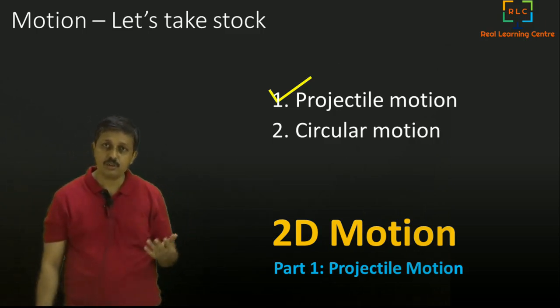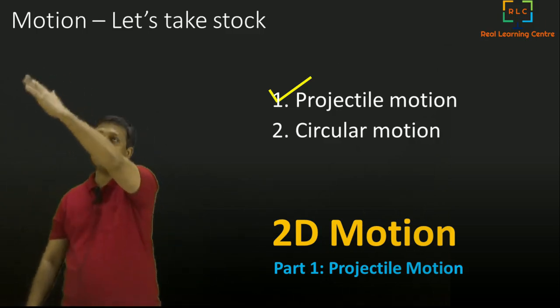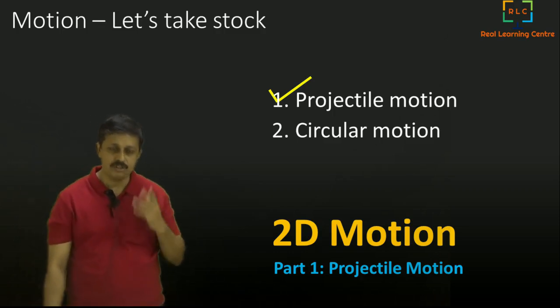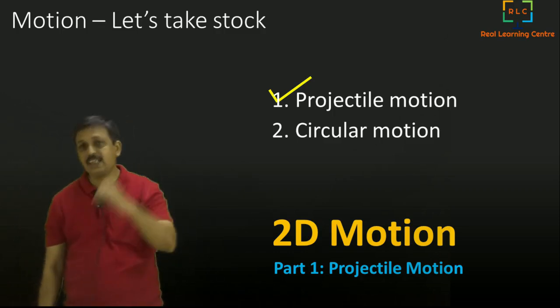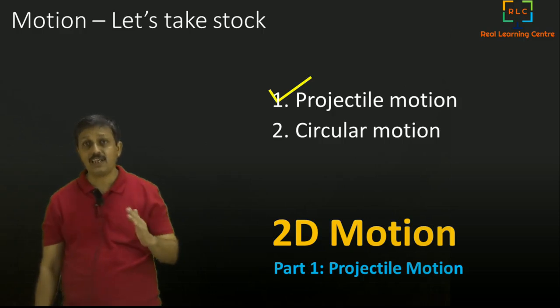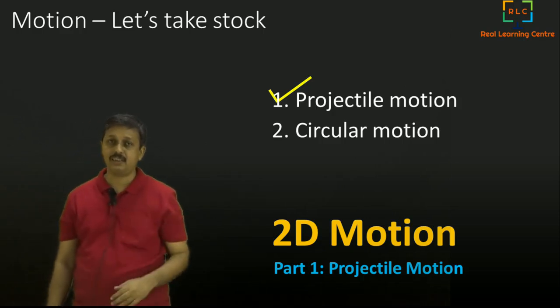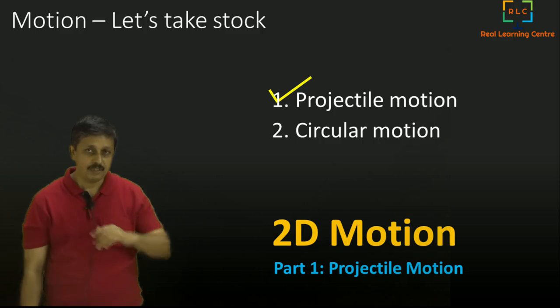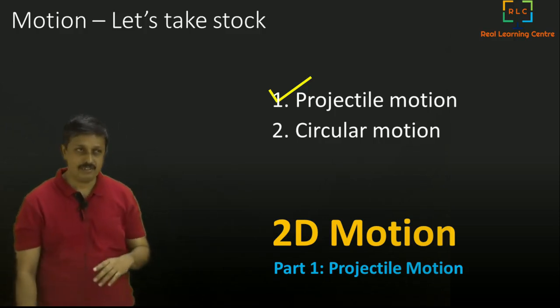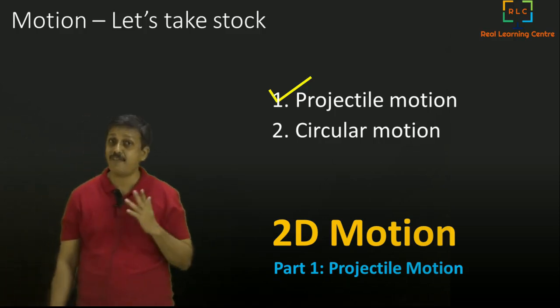For example, you may throw something on an inclined plane and ask where it hits. When such questions come, you have to really deal with what the horizontal acceleration is, what the vertical acceleration is, and all that. We have to incline the x and y axes and see. So all those things we may have to do.